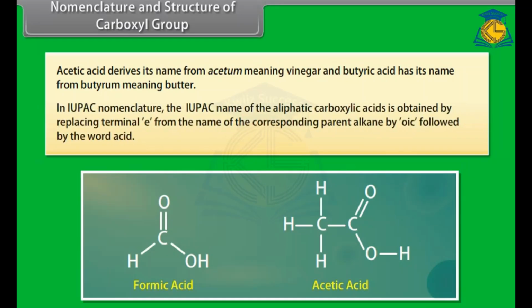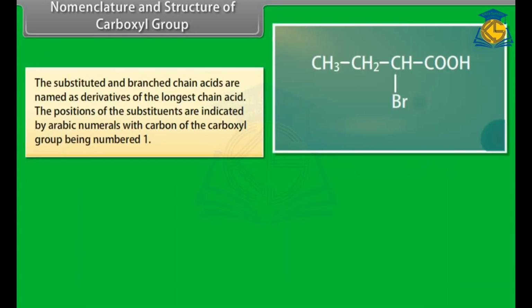In IUPAC nomenclature, the IUPAC name of the aliphatic carboxylic acids is obtained by replacing the terminal e from the name of the corresponding parent alkane by oic, followed by the word acid. The substituted and branched chain acids are named as derivatives of the longest chain acid. The positions of the substituents are indicated by Arabic numerals, with the carbon of the carboxyl group being number 1.